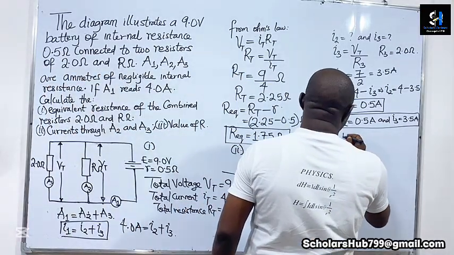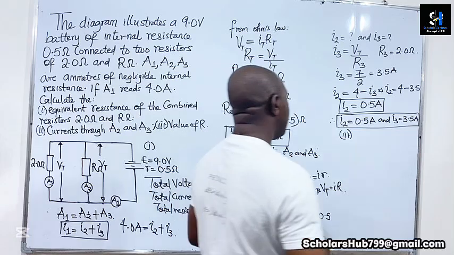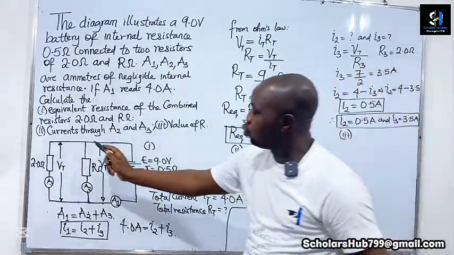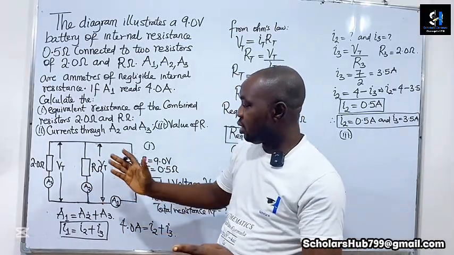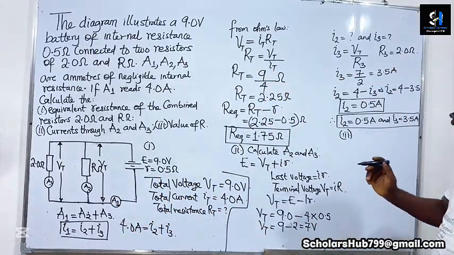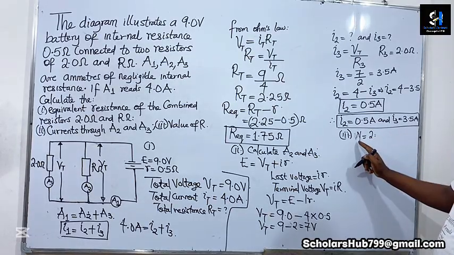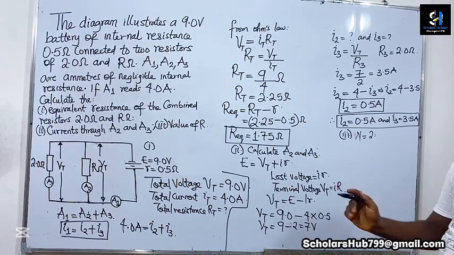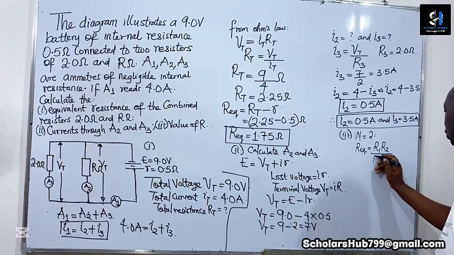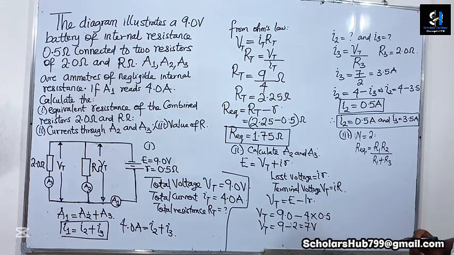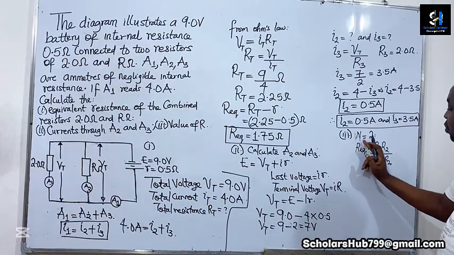Roman numeral 3. Now we want to calculate the value of R. We know that these two resistors are parallel. Because the two resistors are parallel, we can use the formula for when the number of resistors in parallel is 2. The equivalent resistance will be R1 times R2 over R1 plus R2. This is for when the number of resistors is 2.